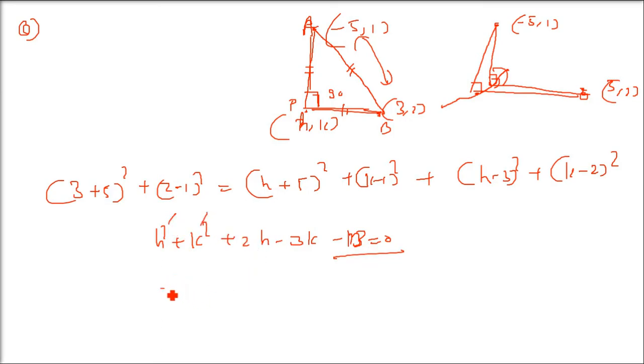Now we use the final step. The final step is just to replace h and k by x and y. So x square plus y square plus 2x minus 3y minus 13 equals 0. So this is how we find the locus.